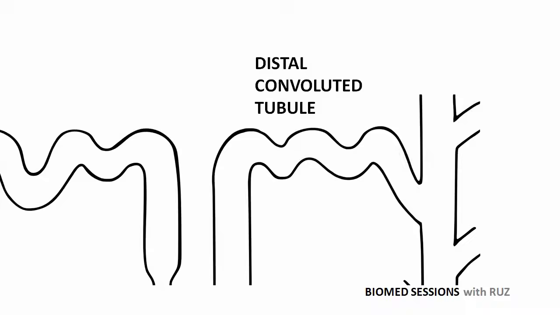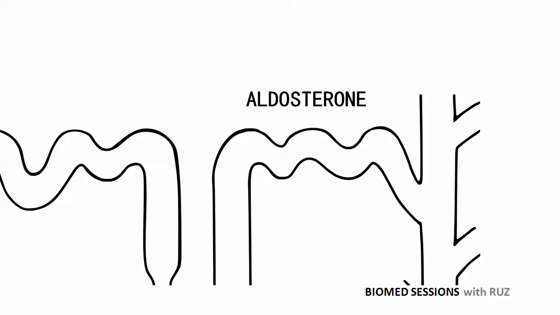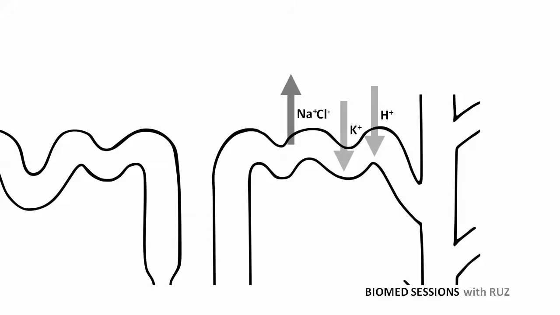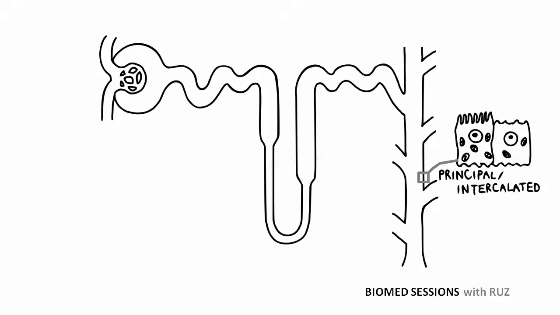The distal convoluted tubule, which is made up mostly of simple cuboidal cells, is the place where initial adjustments are made to the filtrate. Under the influence of the hormone aldosterone, sodium is reabsorbed, followed closely by chloride, whilst potassium or hydrogen ions are secreted into the tubule. Almost all remaining bicarbonate is reabsorbed, and although the distal tubule is normally impermeable to water, small amounts may be reabsorbed here too. The collecting duct, which is composed of principal and intercalated cells, is where the final adjustments take place before the filtrate leaves as urine.